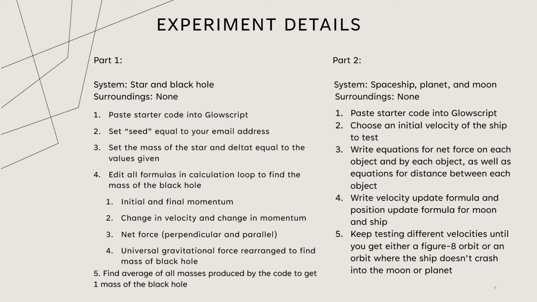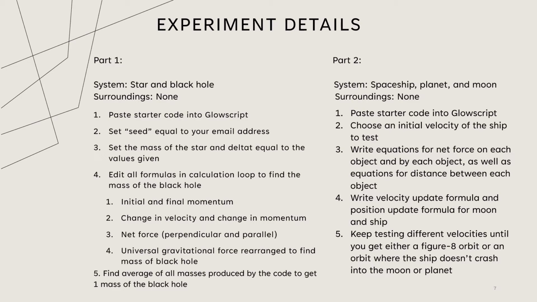For Part 2, the system was the spaceship, planet, and moon, nothing in the surroundings again. I pasted the starter code into GlowScript, chose an initial velocity of the ship, and wrote equations for the net force on the moon and the ship, as well as equations for the distance between each object. I wrote the velocity and position update formulas for the moon and ship and tested different velocities until I found an orbit where the ship didn't crash.